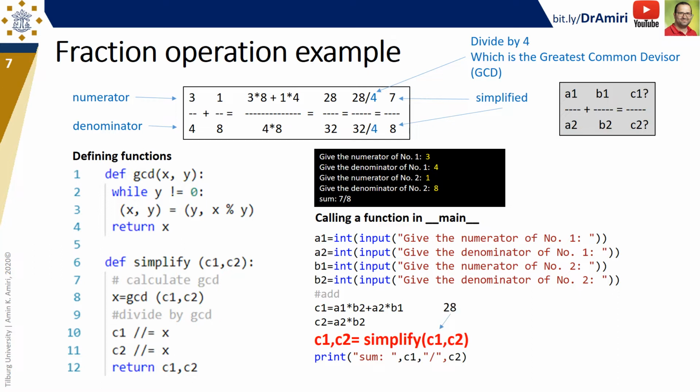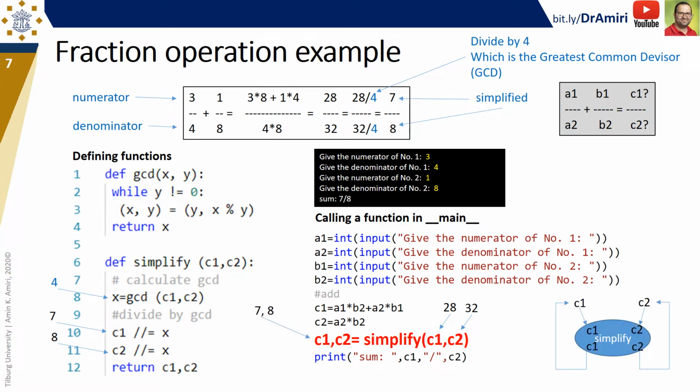So if 28 is given as the result for C1 and 32 is given as the result of C2, the denominator of the outcome, then 28 and 32 are given to the simplify function. In the simplify function, the GCD function is called, and 4 is calculated using this function GCD, and then 28 and 32 are divided by 4, which gives 7 and 8 as the result, and these 7 and 8 are returned to the main body of the code, and they are stored again in C1 and C2.